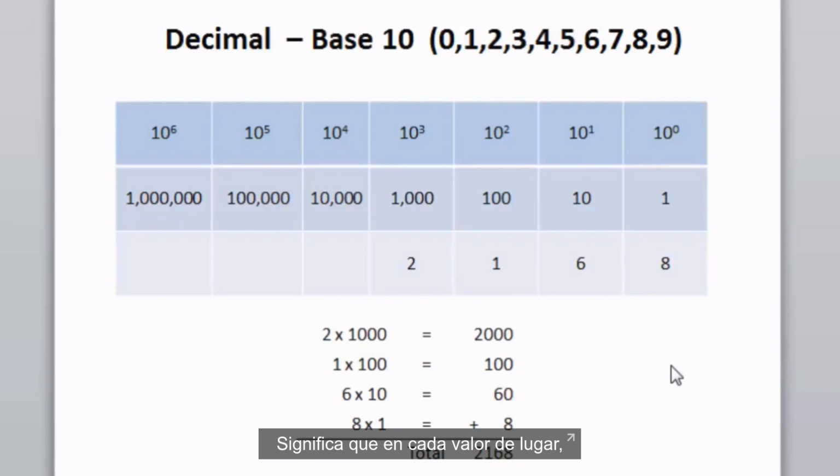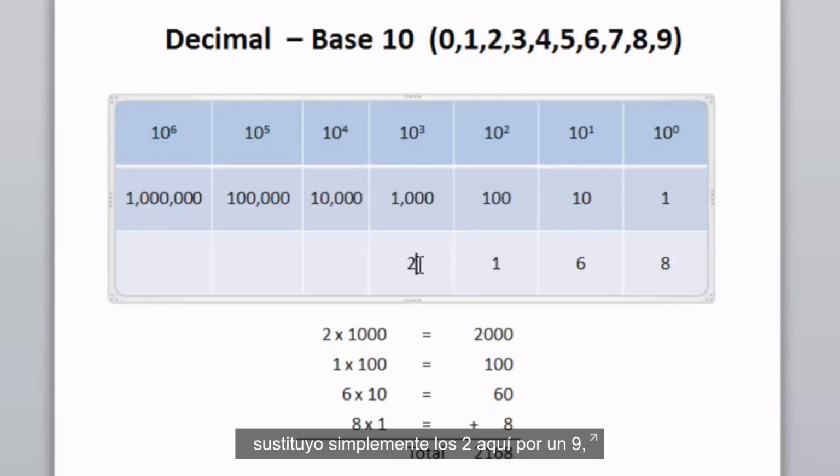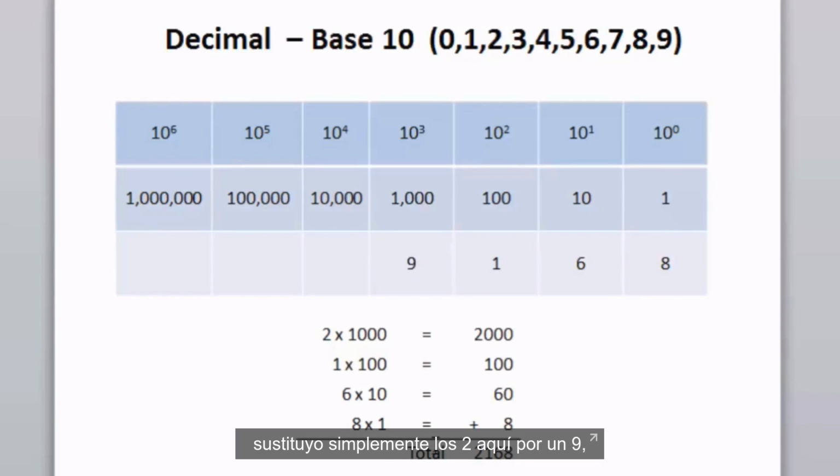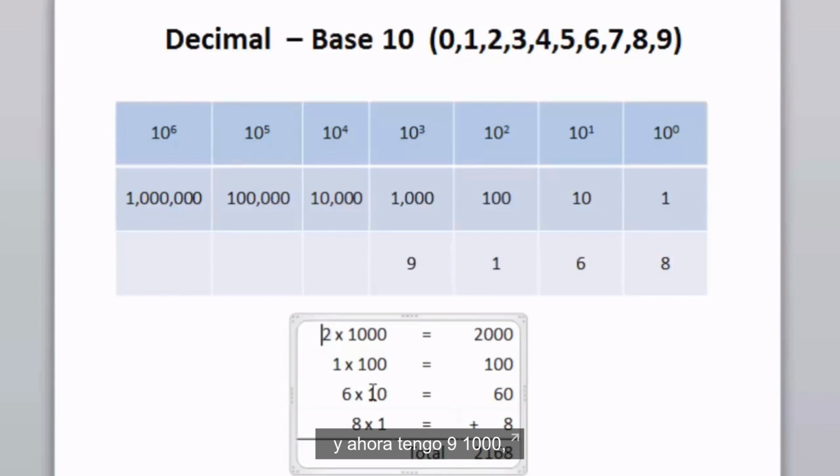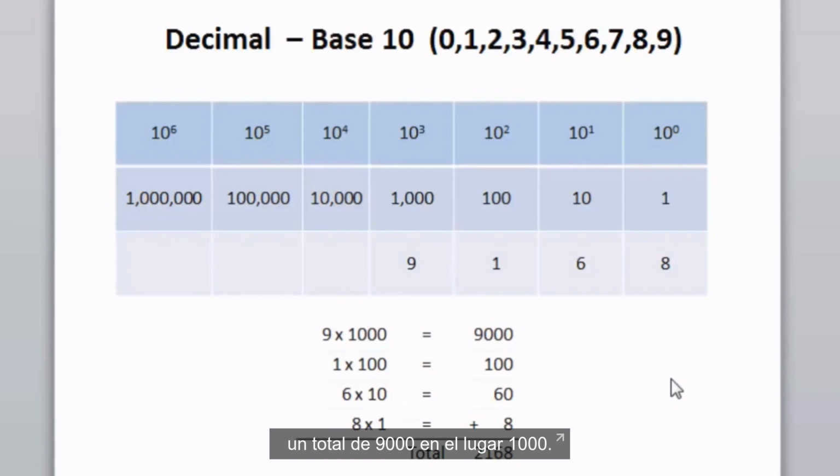So that means that in each place value, you can have anywhere from the number 0 up to the number 9. In other words, if I had the number 9,168, I'd simply replace the 2 here with a 9, and now I have 9 1,000s totaling 9,000 in the 1,000s place. So in any one of these place values, you can have the number 0 all the way up to 9. This is the base 10 decimal number system.